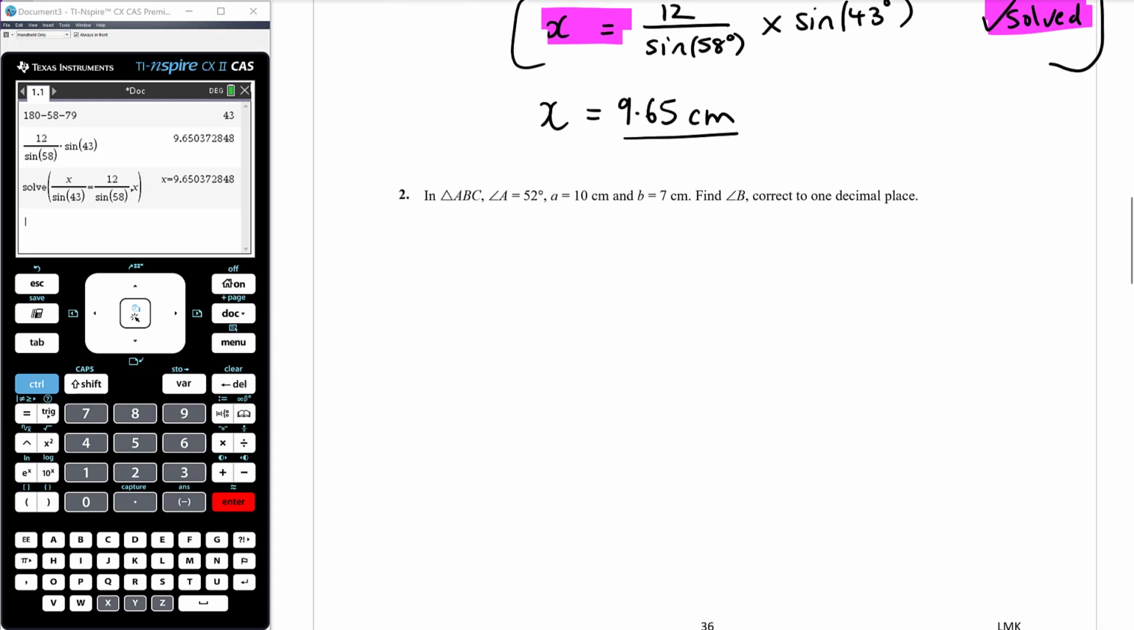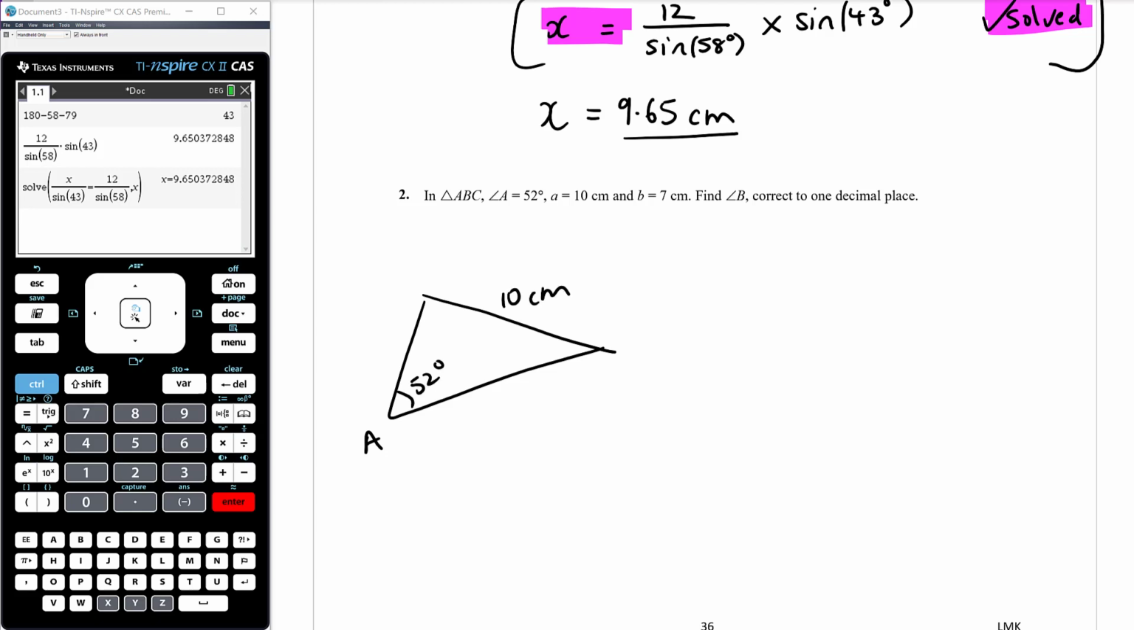Alright, question 2. In triangle ABC, angle A is 52, side length a is 10 centimetres, side length b is 7 centimetres. Find angle B correct to 1 decimal place. Okay, we haven't got a triangle. First thing I would do is draw out the triangle. It doesn't need to be to scale at all. Just draw a triangle. I'm going to call this A, which makes that 52 degrees, which makes this 10 centimetres.